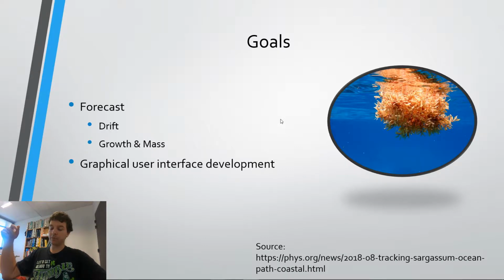So I have been working on modeling growth for sargassum. The collaboration had 2 main focusing points. One was to forecast drift, which is done by IPCIS. The second, however, is to model and forecast growth along with mass, which is what I was working on. And the second major task was to develop a graphical user interface, which I also was in charge of.